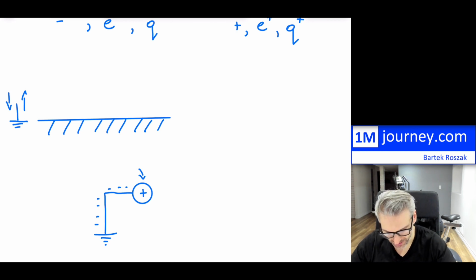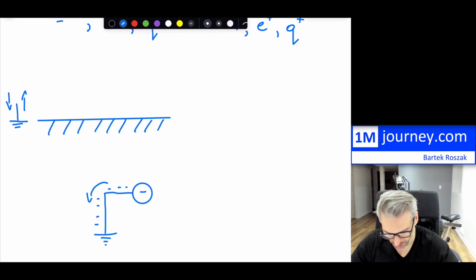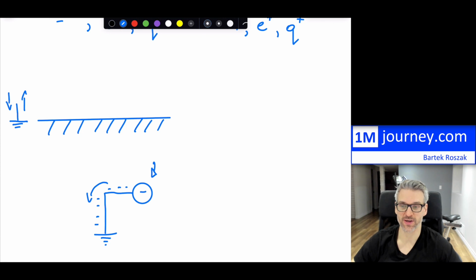If instead this were negatively charged, then the electrons are going to try to flow out from here and into the ground, so that it can, as best as possible, neutralize this and not really have a charge. That is very often called grounding. So electrons can flow into the ground or out of the ground.